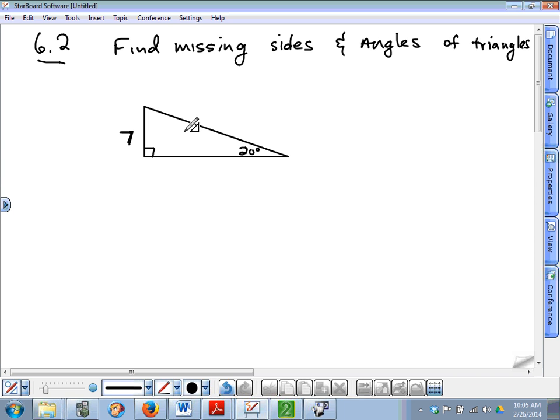Okay? Well, we know that this one's a 90-degree angle. We have to know another angle on it. Okay? That's a good one. What if I asked you to find now the measure of that side right there?